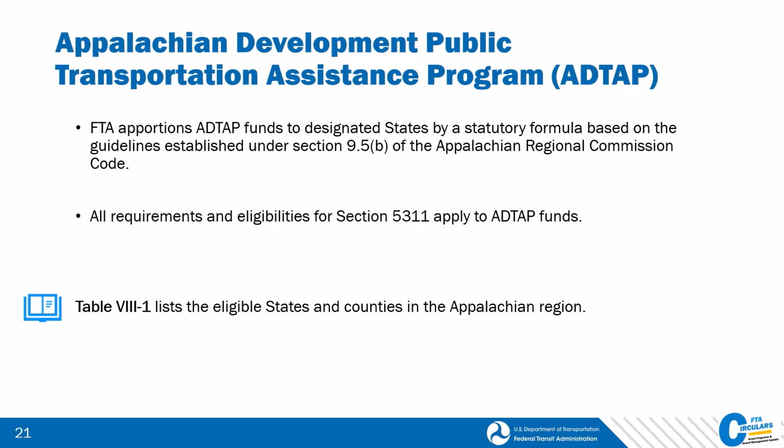FTA apportions ADTAP funds to designated states by a statutory formula based on the guidelines established under Section 9.5b of the Appalachian Regional Commission Code. This allocation includes each state's remaining estimated need to complete eligible sections of the Appalachian Development Highway System as determined from the latest available cost estimates for completion of the system. All requirements and eligibilities for Section 5311 apply to ADTAP funds. And in the circular Table 8-1, you'll see a listing of the eligible states and counties in the Appalachian region.